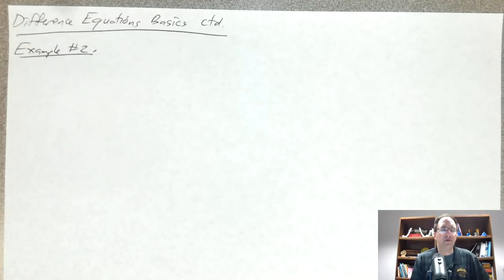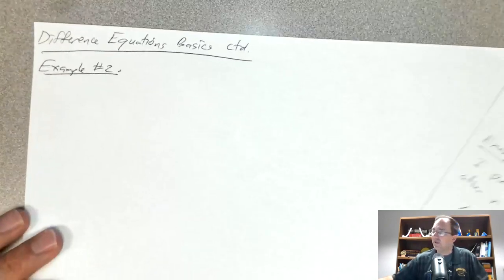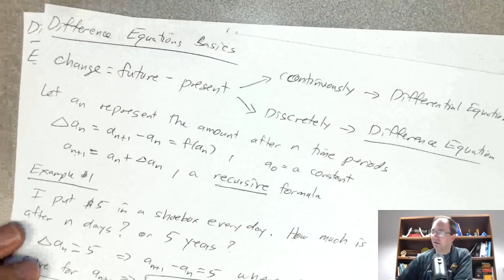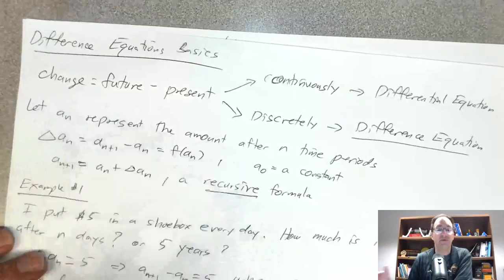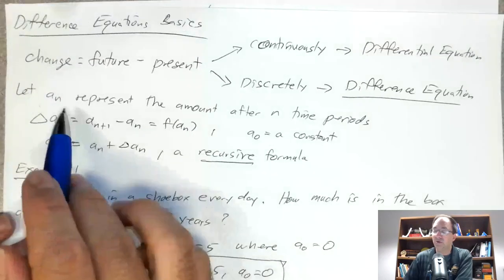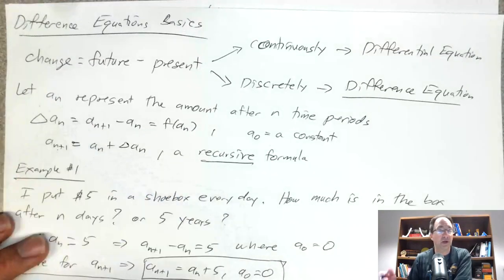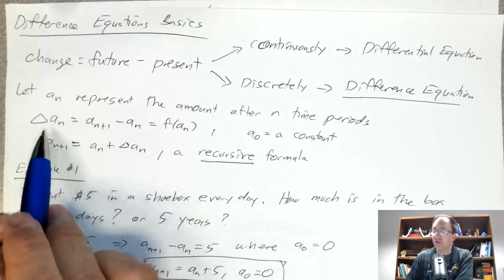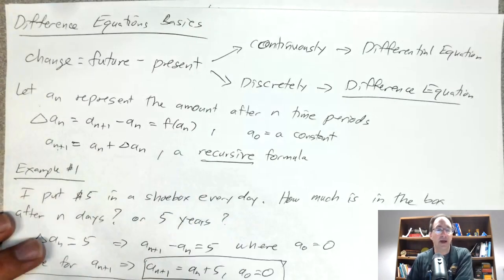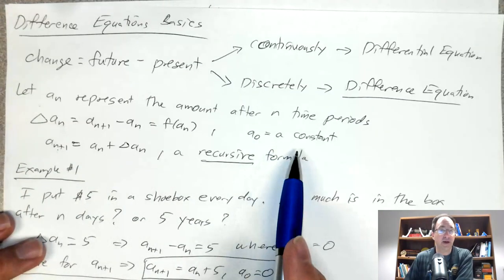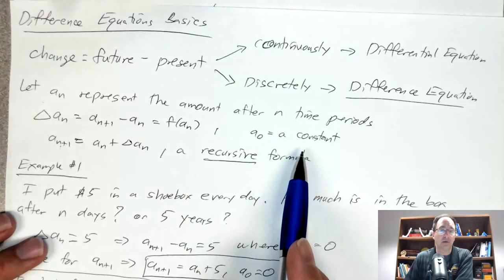Hello, this is part 2 of the section about difference equation basics. In the first video, we learned that a difference equation is modeling change. In other words, change is just the future minus the present. So if we have a variable that represents the current amount, then what we're really looking for is a formula or a function that will describe how that amount is changing. And don't forget, you always need an initial value to complete the model.